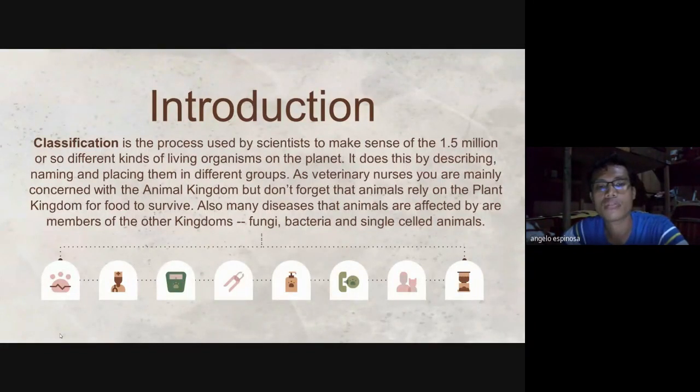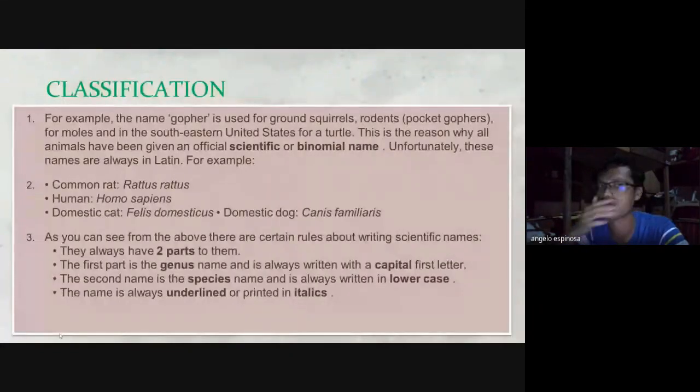And then many diseases that affect animals are caused by members of other kingdoms. So we have fungi, bacteria, and single-celled animals. So we'll tackle that as we go on in our presentation.